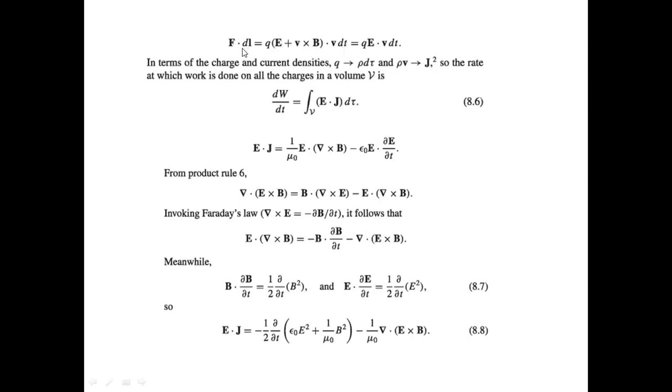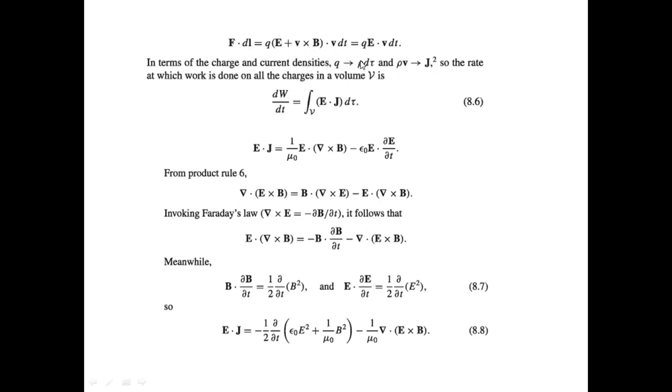Now here you can see that v can be written as dl by dt, so from that we get dl as v dt. Now this simplifies to qE dot v dt, because magnetic forces do no work. The direction of motion is always perpendicular to the direction of the magnetic force, so they do no work. So you drop that term.